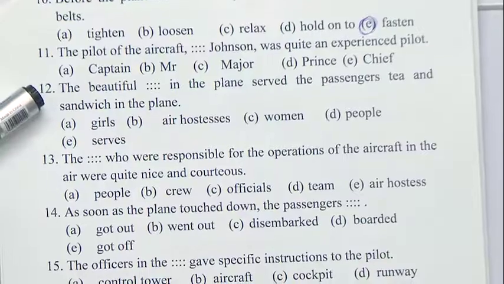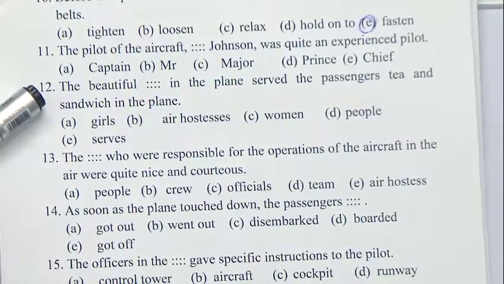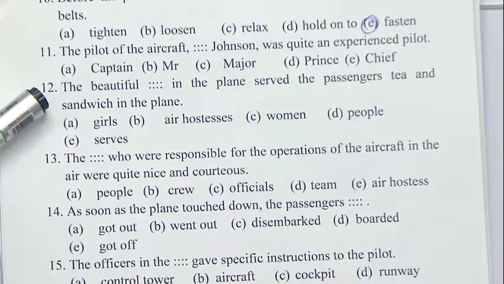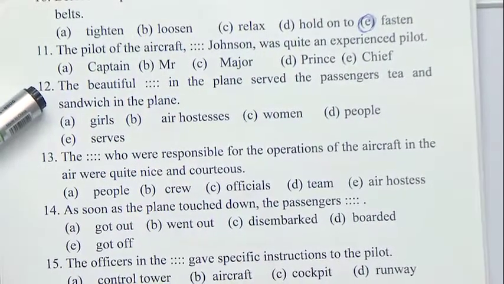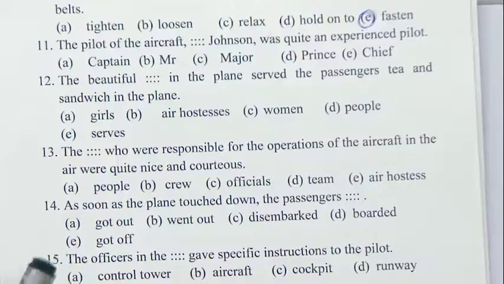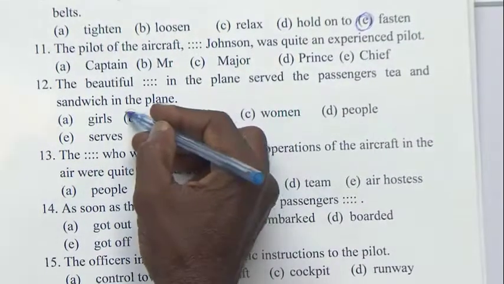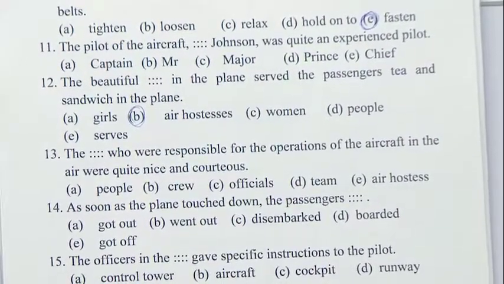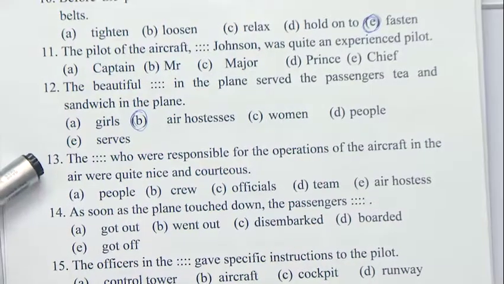The next one: the beautiful dash in the plane served the passengers tea and sandwiches. What are they called? Beautiful what? Air hostesses, because they are in the plane. Air hostesses. You don't call them people. You don't call them girls. They are air hostesses.